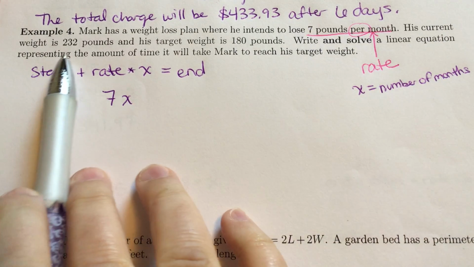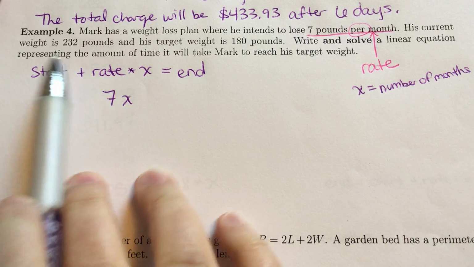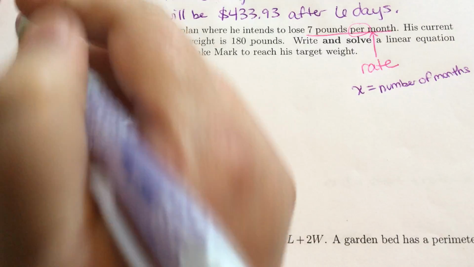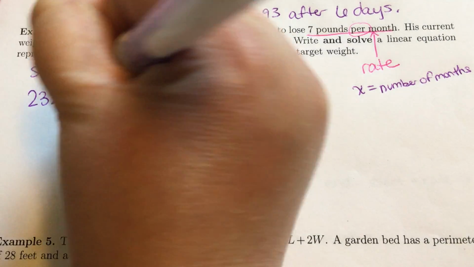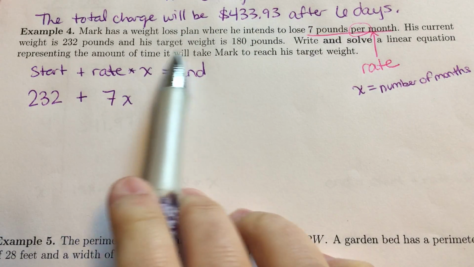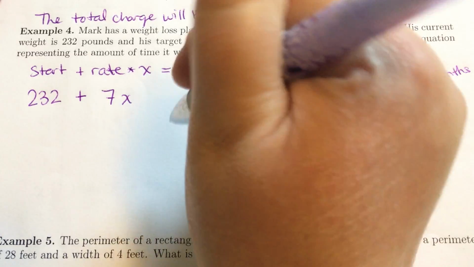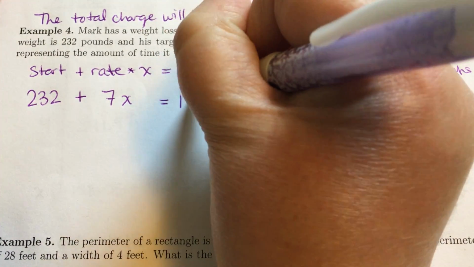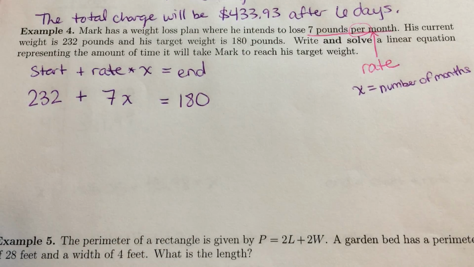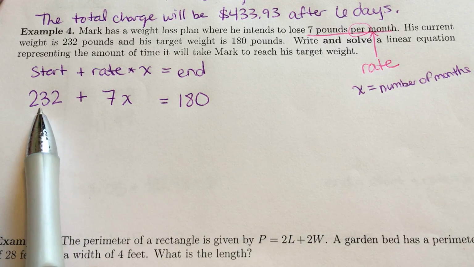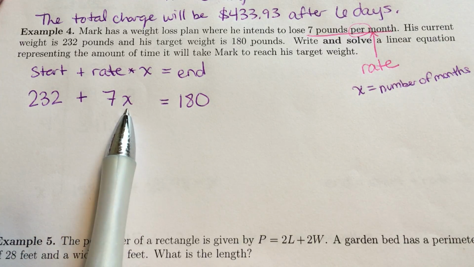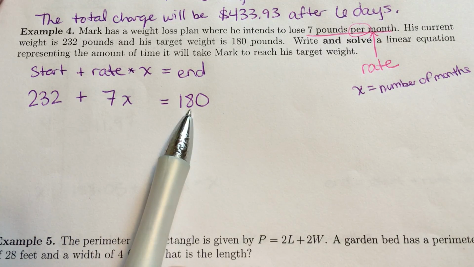Then it says his current weight is 232 pounds. That sounds like a starting weight, right? So I'm going to put it in for start. 232. And his target weight is 180 pounds. So that sounds like an ending amount. And at this point, maybe you notice that something is different here, where it doesn't really make sense for me to start at 232 and to add 7 pounds each month to get to that target.